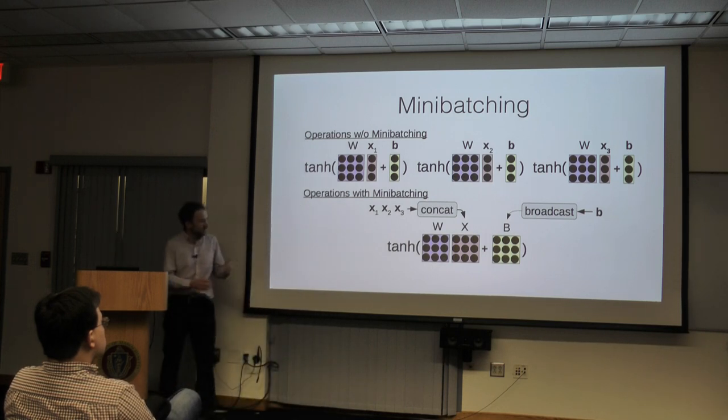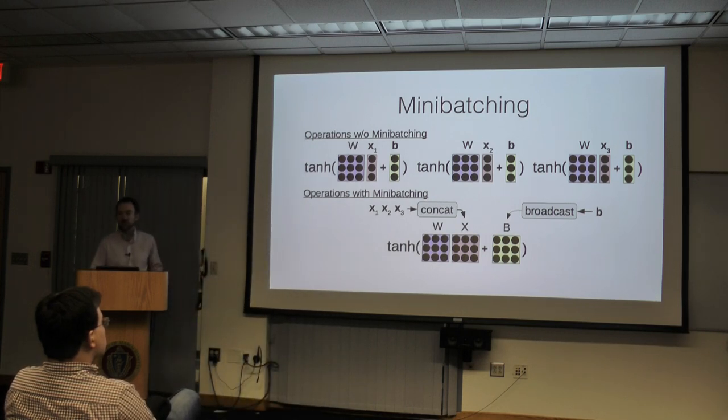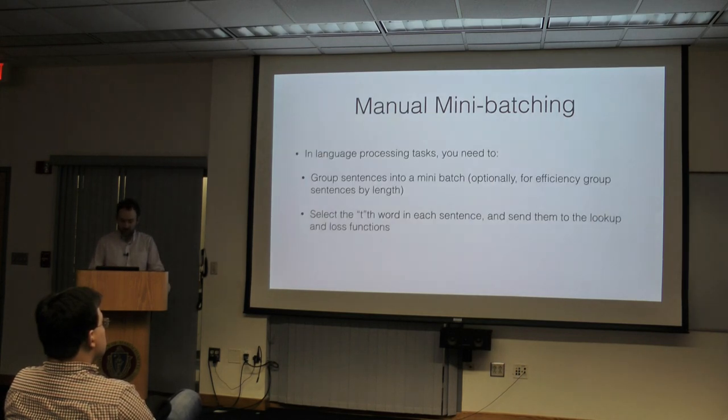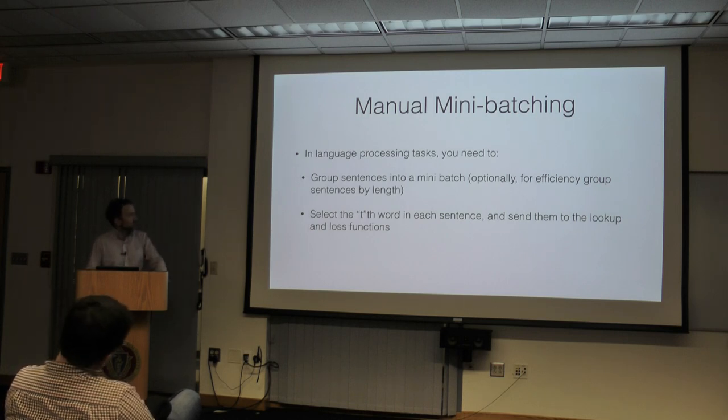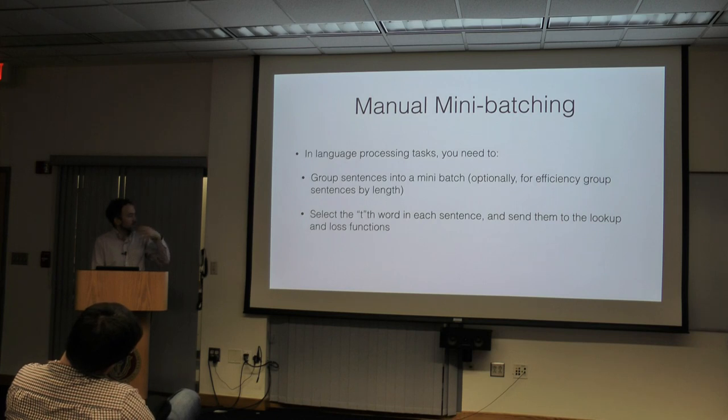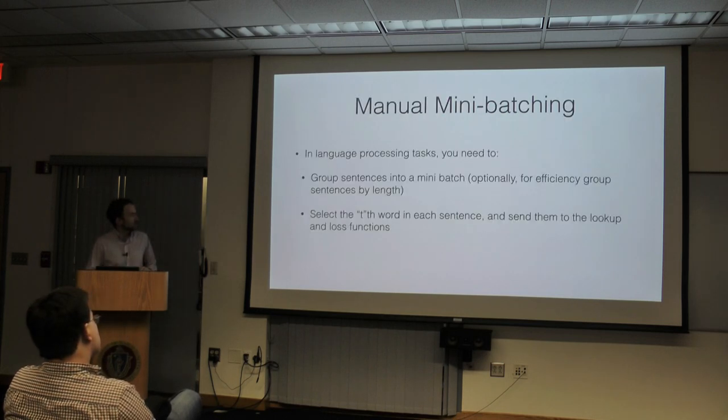And because you're reducing the number of operations, you do better on GPUs, which are very slow at starting up operations. And CPUs can move memory, use memory caches better, et cetera. So normally what you have to do for manual mini-batching is you group sentences into a mini-batch. Optionally, for efficiency, you might group them by length or something like that. And then at every time step, you select the t-th word in the sentence, and you process them all together and send them to the lookup and loss functions.